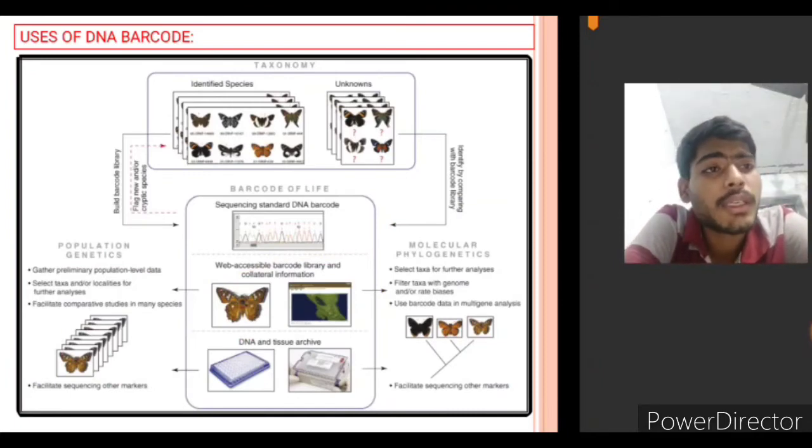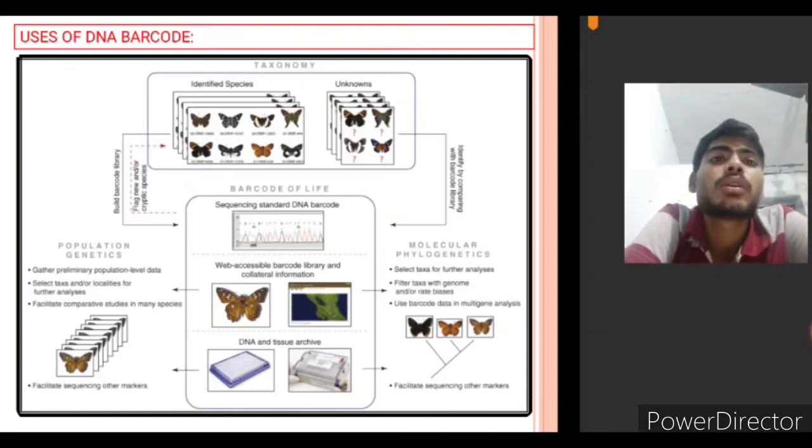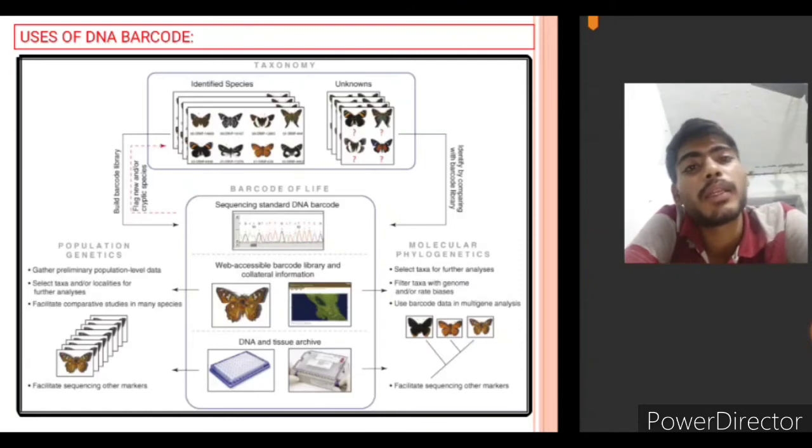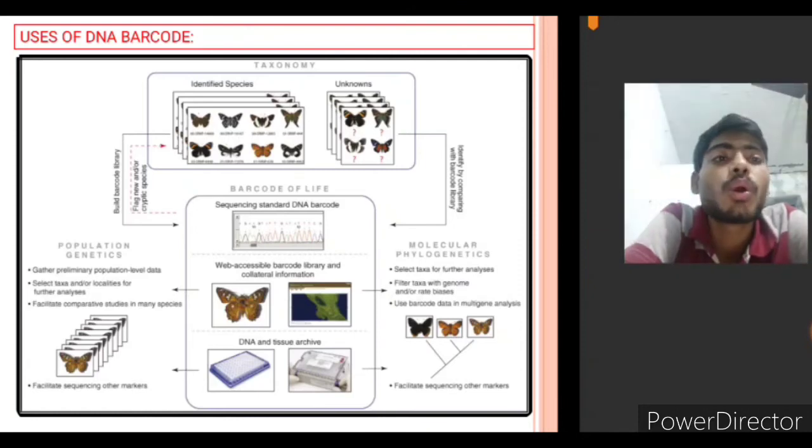As you see on the screen, DNA barcoding has a huge number of applications. It is applied in molecular phylogenetics, in population genetics, and in taxonomy. Mainly the web-accessible barcode data are used to construct molecular phylogenies and in population genetics. In molecular phylogenetics, we use this sequence data for multi-gene analysis. Similarly, in population genetics, we use it to know about endangered species and extinct species.